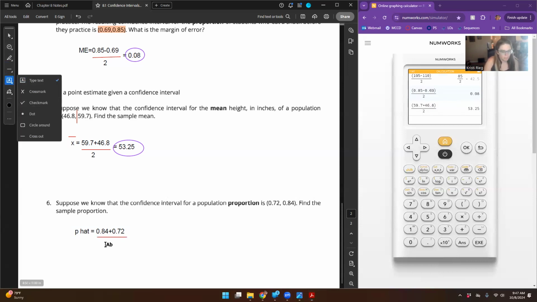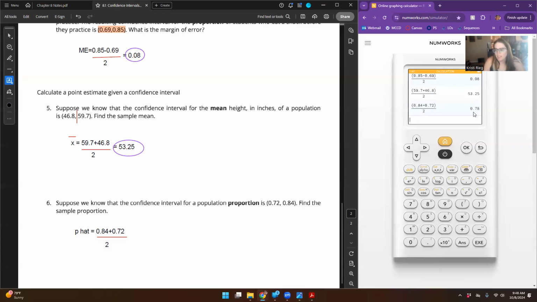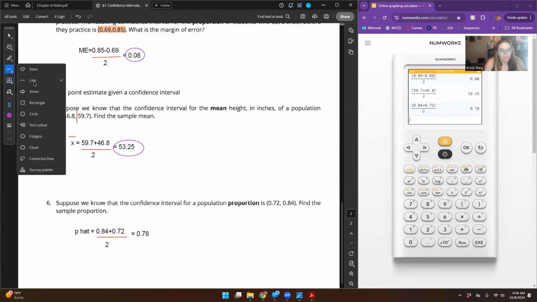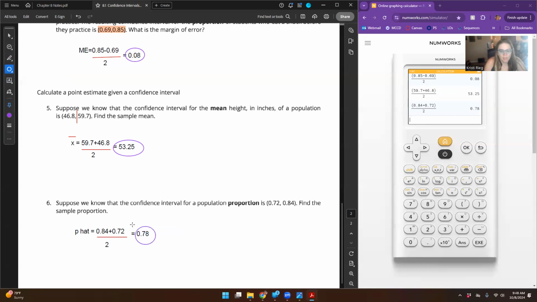And so when we do that, we go to our calculator one last time. 0.84 plus 0.72, close parentheses, divided by 2, and I get 0.78 as my final answer. That is the number that is right in between 0.72 and 0.84. It's halfway in between. Another way you might have seen this written or talked about before, like in algebra, this is the same as the midpoint formula. So if I want to find the point right in the middle, I just add them up and divide by 2. And then if I want to find what I'm adding or subtracting, the margin of error, I subtract them and divide by 2.